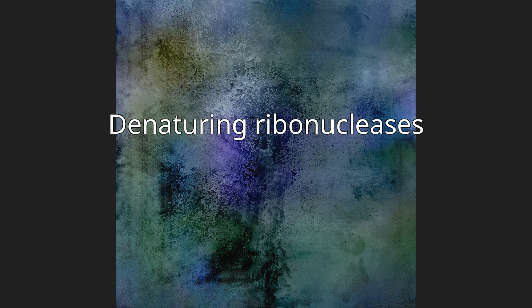Denaturing ribonucleases. 2-mercaptoethanol is used in some RNA isolation procedures to eliminate ribonuclease released during cell lysis. Numerous disulfide bonds make ribonucleases very stable enzymes, so 2-mercaptoethanol is used to reduce these disulfide bonds and irreversibly denature the proteins. This prevents them from digesting the RNA during its extraction procedure.